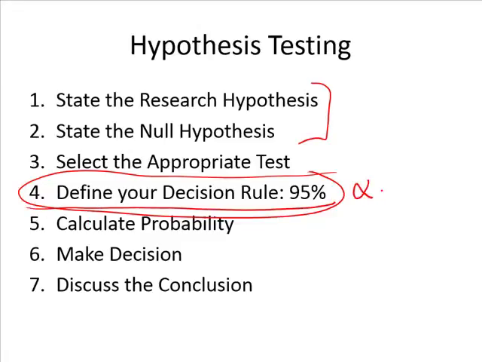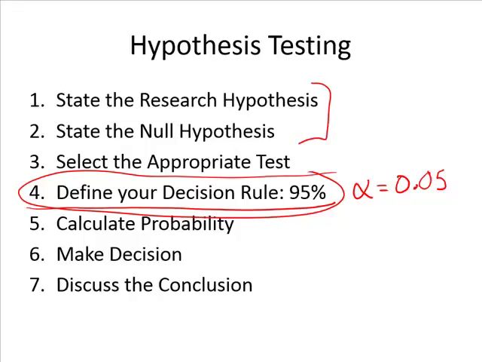When we determine what alpha is, we're establishing our decision rule. For the most part, in social science, we want to have 95% confidence in our relationships. So what we do is we have a decision rule of 95%. And what we do is we set alpha to be 0.05. That's the norm.